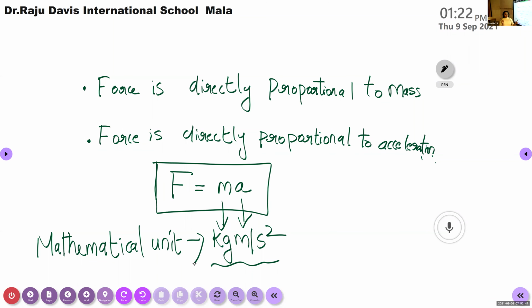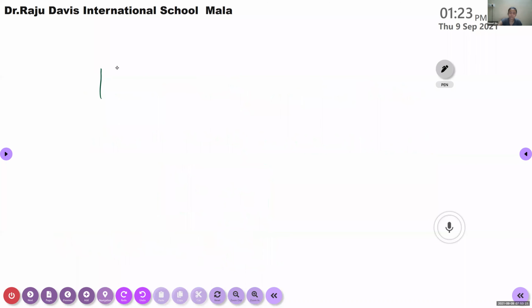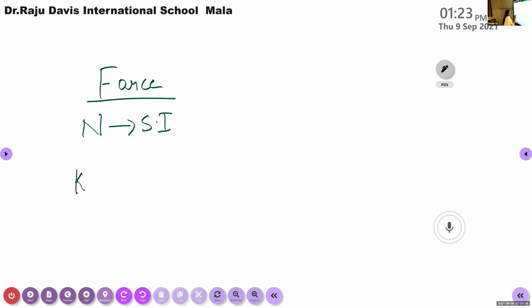In the previous class, you studied another unit, kilogram meter per second. Kilogram meter per second is the SI unit of what? Momentum. It is the SI unit of momentum. So kilogram meter per second square is the mathematical unit for force, and kilogram meter per second is the unit for momentum. Is it clear? Ma'am, the SI unit of force is Newton. And the SI unit of momentum is kilogram meter per second. So force has two units. One is Newton, represented by the letter N. This is the SI unit. The second one is kilogram meter per second square. This is the mathematical unit.